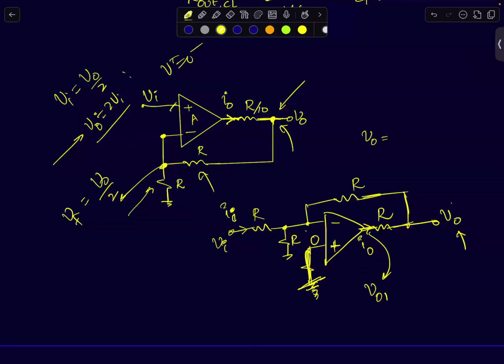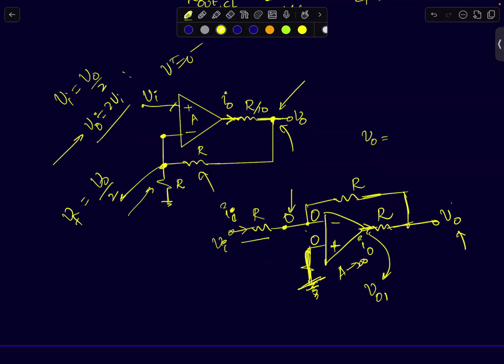Since the op-amp is in negative feedback mode, and the forward path gain is infinite, it's an ideal op-amp with an infinite gain, this node will also be at 0 volts. If this is at 0 volts, no current will flow through this resistor also. This resistor doesn't really matter, so I can remove the resistor and treat this node voltage as ground. This is at 0 volts.